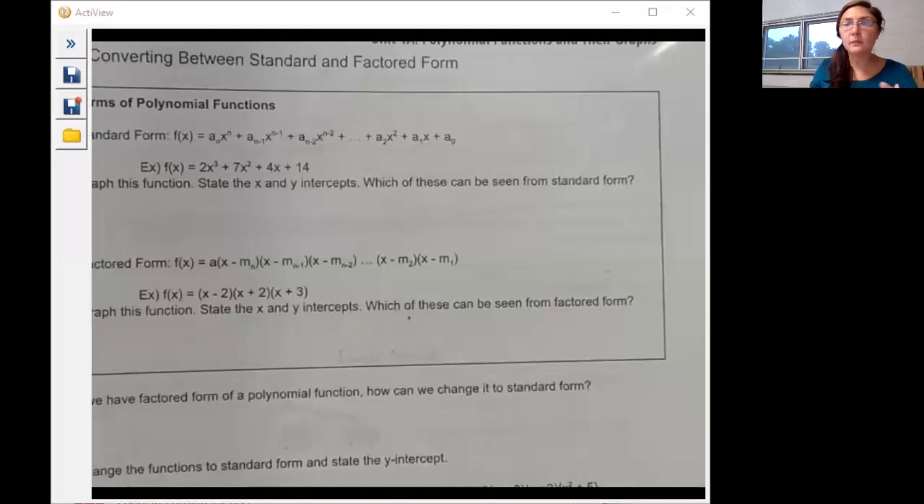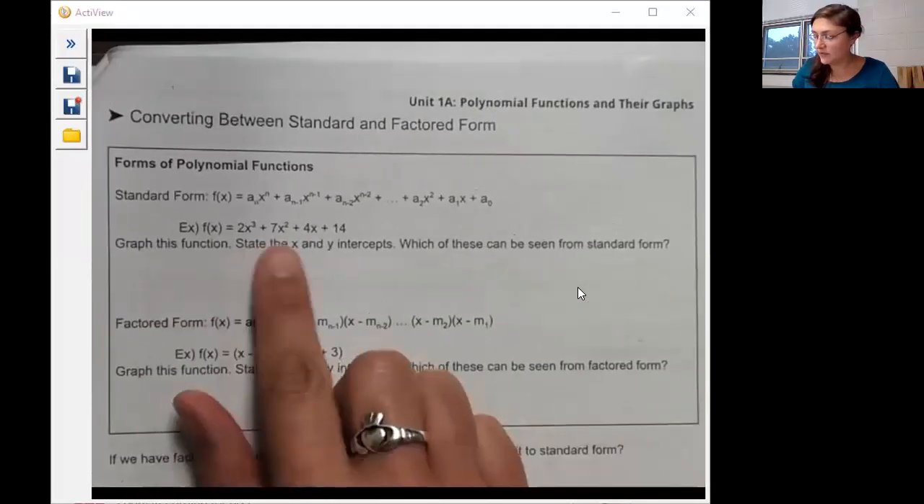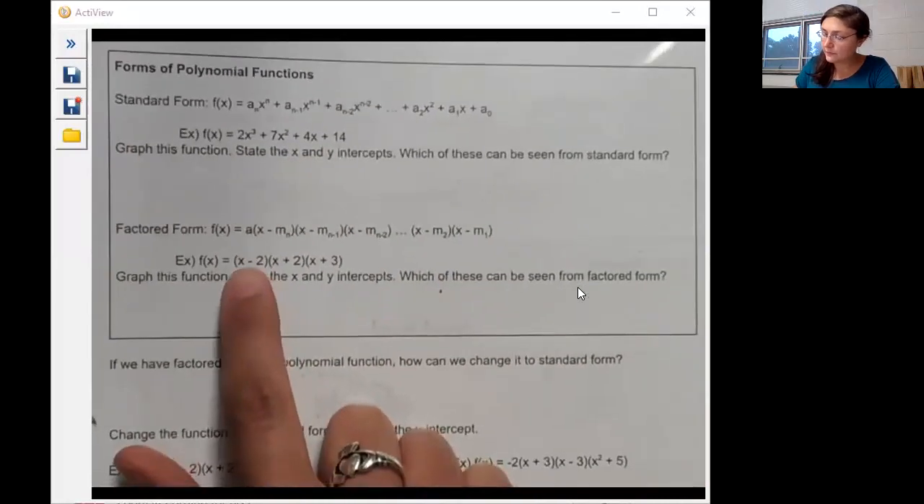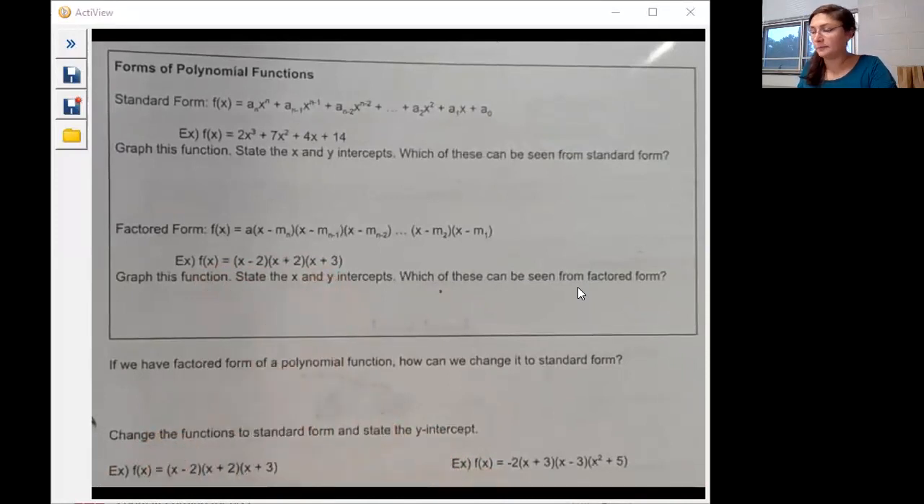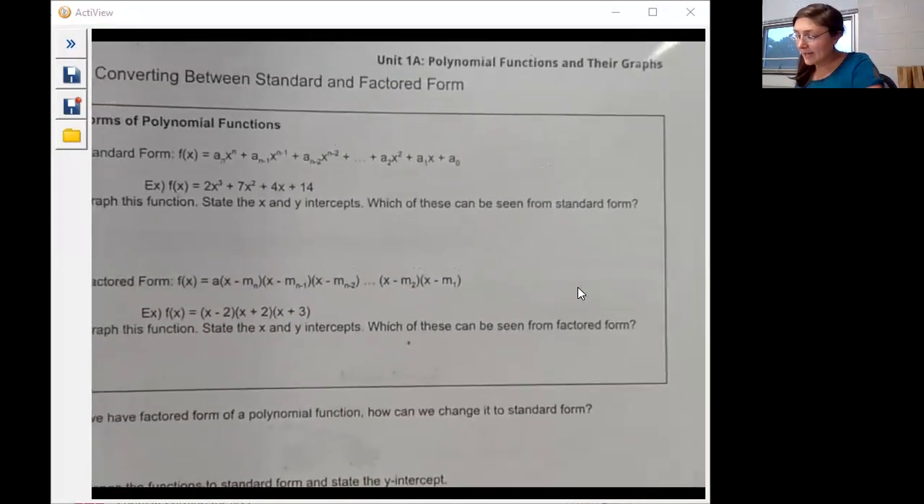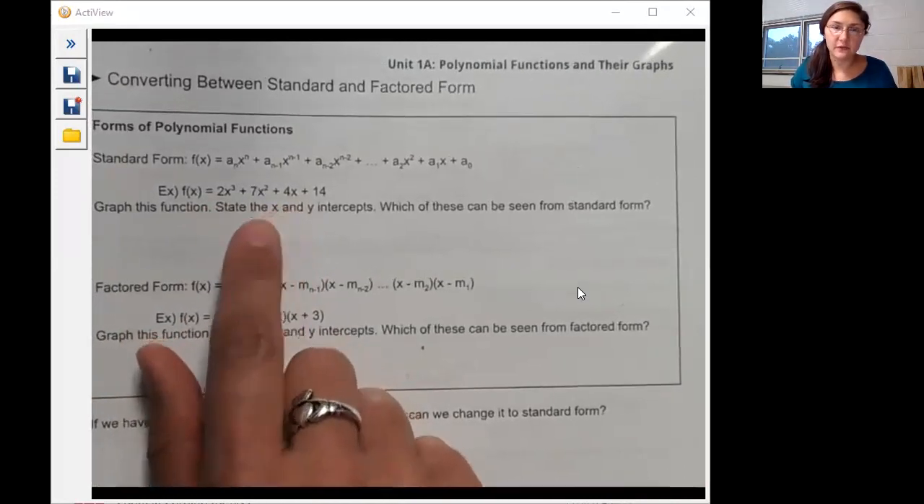Okay, so we're on page 25 today, and we are gonna, again, begin to look at that process of swapping between standard form of a polynomial, which we've talked about, and then this kind of grouped version of a polynomial, which is what we'll call factored form moving forward. So I'm going to start off by graphing this first function that I have, this first polynomial.